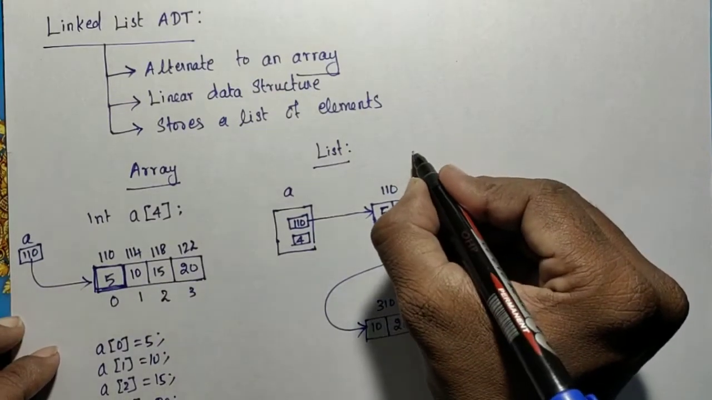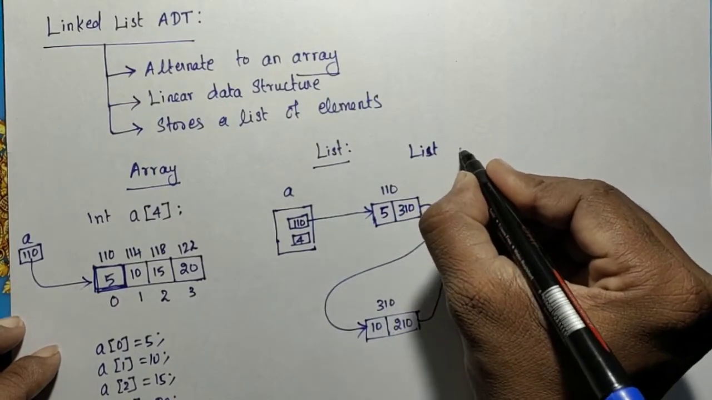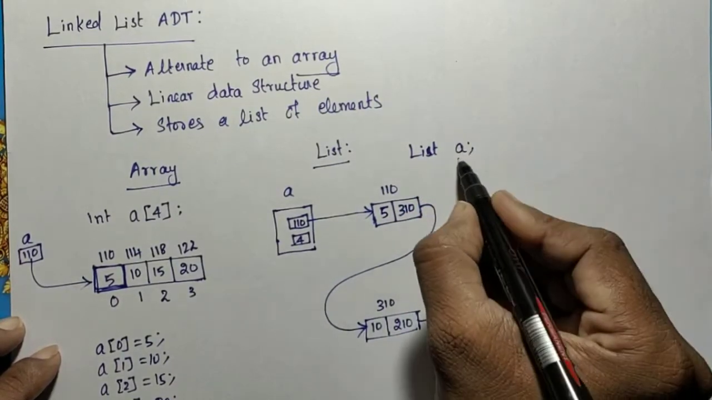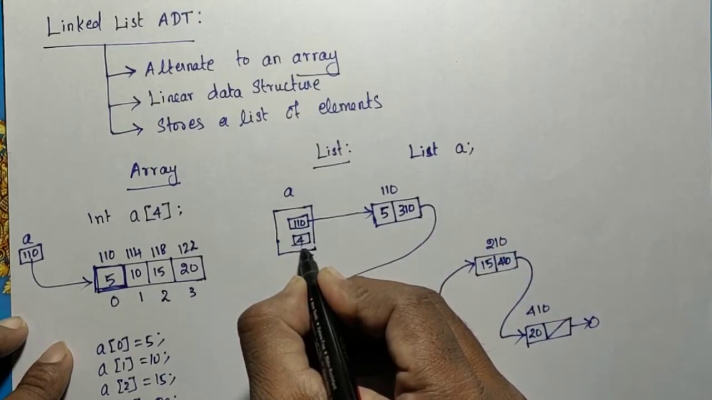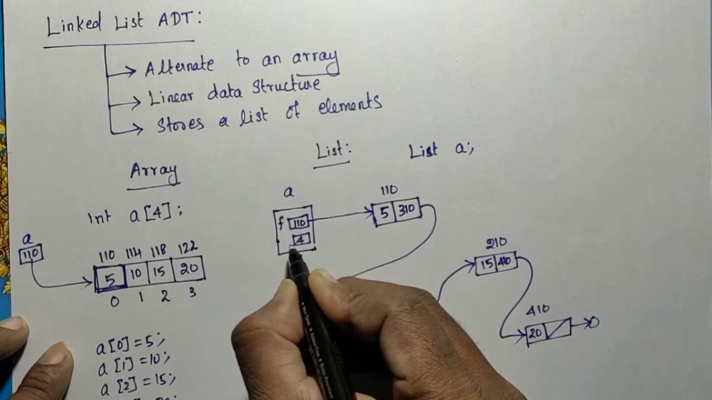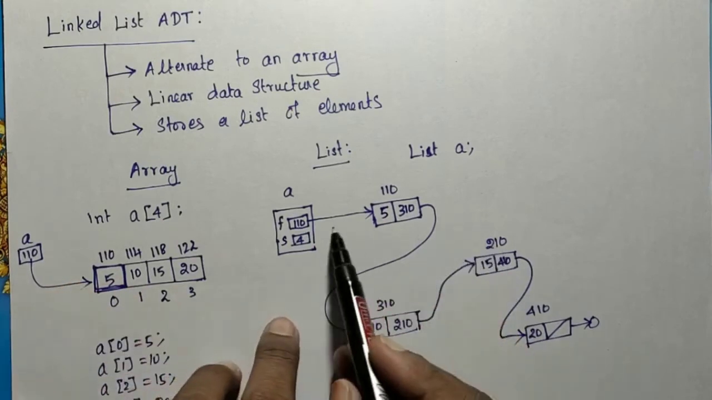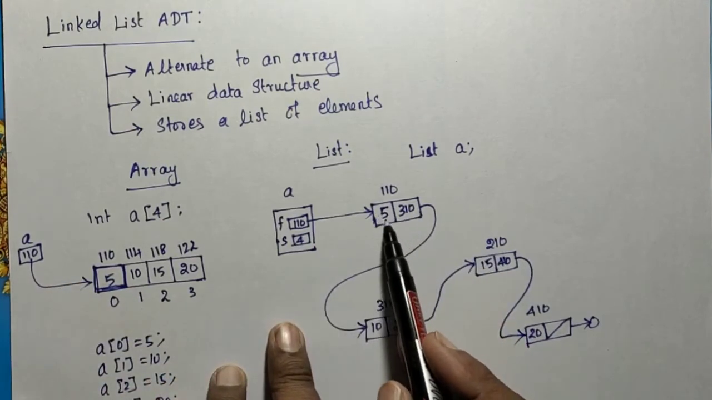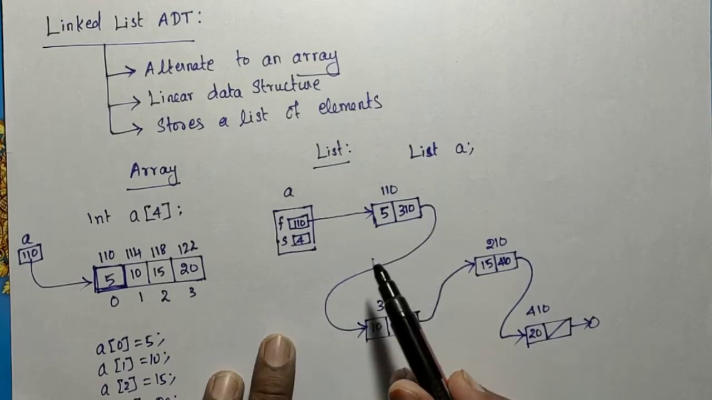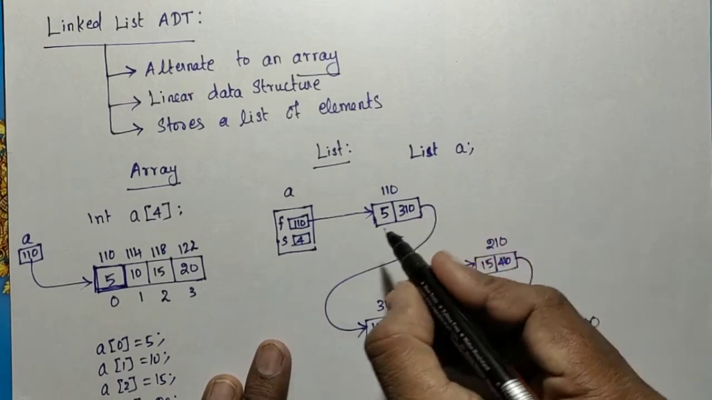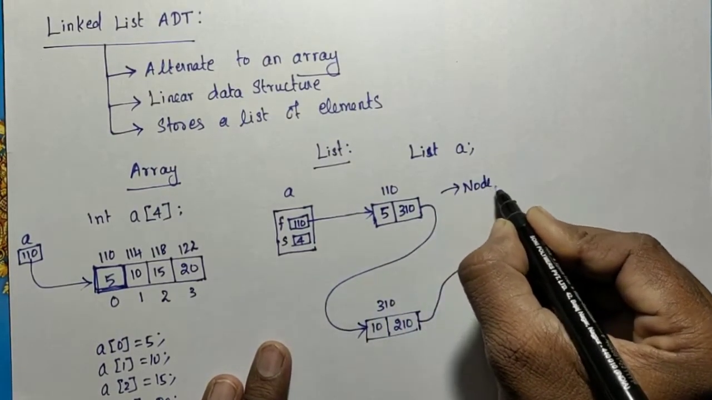If you are declaring a list, for example list A, that A contains what? The starting address and the total number of elements. Starting address means F, and then the size, the total number of elements. So here F contains the first element, 5. The 5 also contains the address of the next element. In the linked list, each element is called a node.